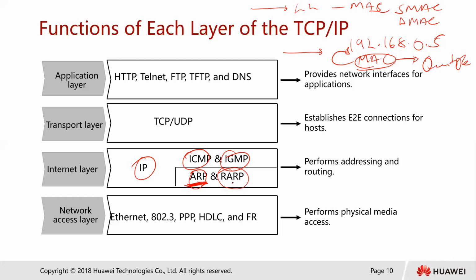And the reverse address resolution protocol, the RARP, basically is also used to resolve IP addresses when a data link layer MAC address is known. So if you know the MAC address, you use the reverse, right? You know the MAC address of the machine, but you don't know the IP address. It will go ahead and do the reverse.